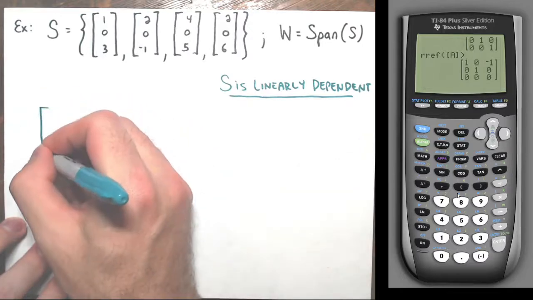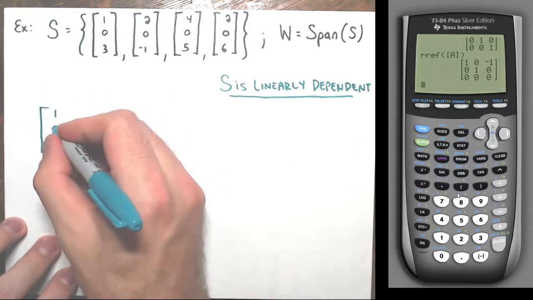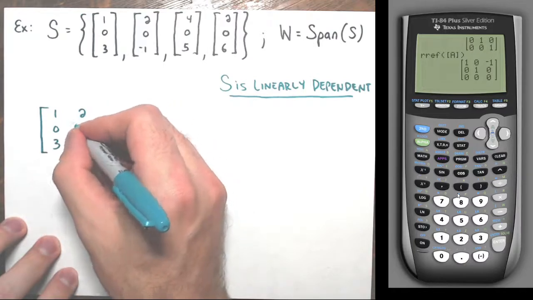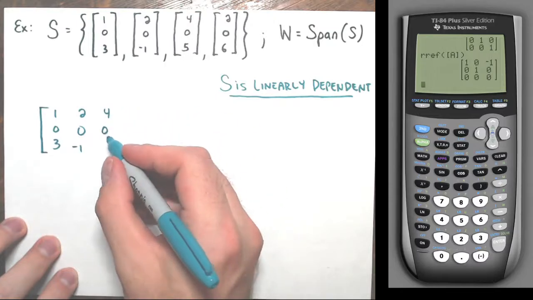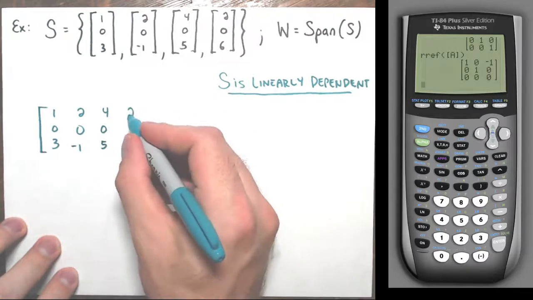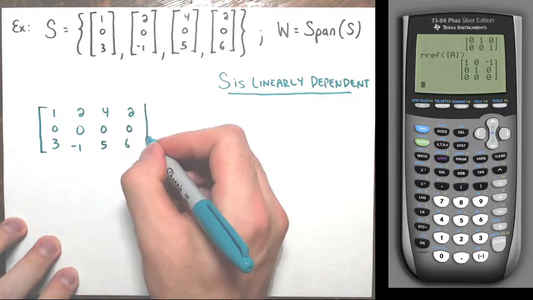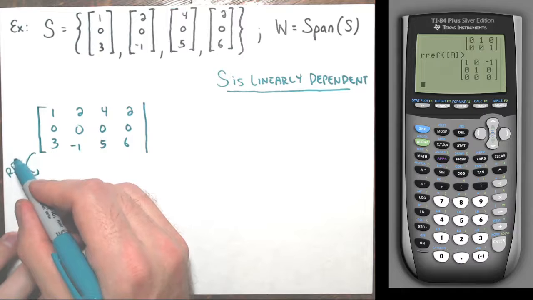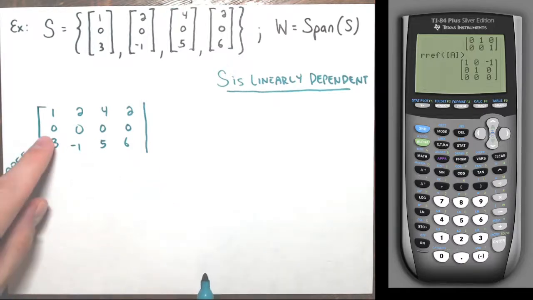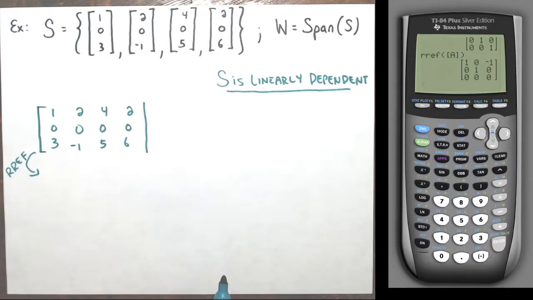And I'd set up this matrix corresponding to that system with 1, 0, 3 down the first column, 2, 0, negative 1 in the second column, 4, 0, 5 down the third column, and then 2, 0, 6 down the fourth column, then a bar, and then some zeros over here. And I want to put this in reduced row echelon form. Now, obviously, there's going to be a row of zeros, right? You just move that to the bottom, and we'll see how many free variables there are and how many basic variables, pivot columns, non-pivot columns.